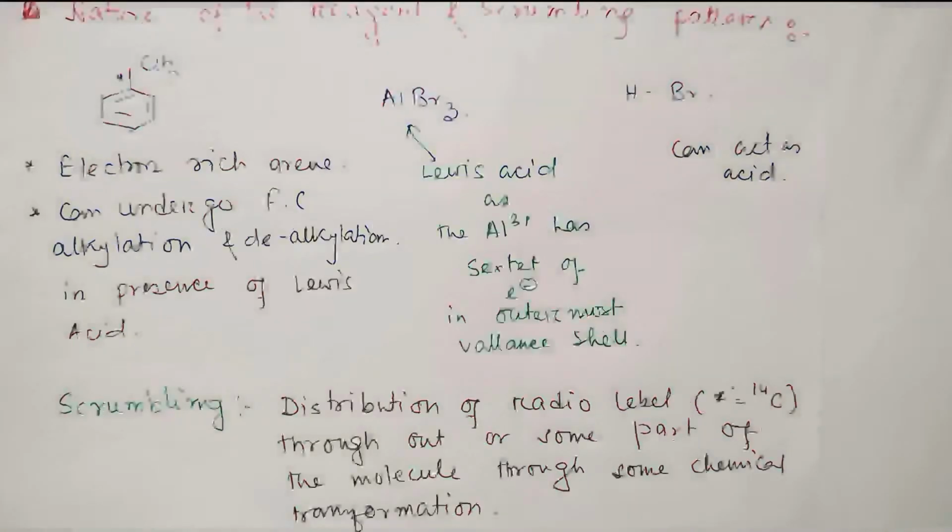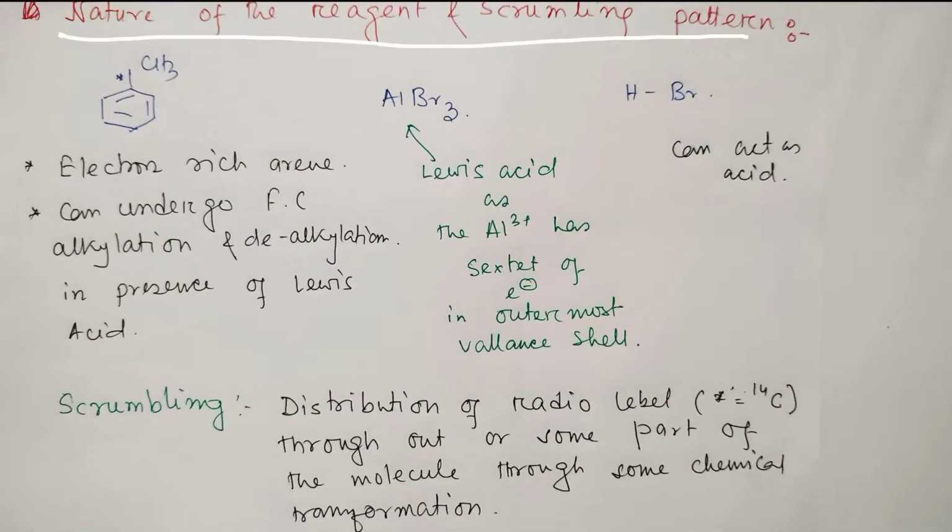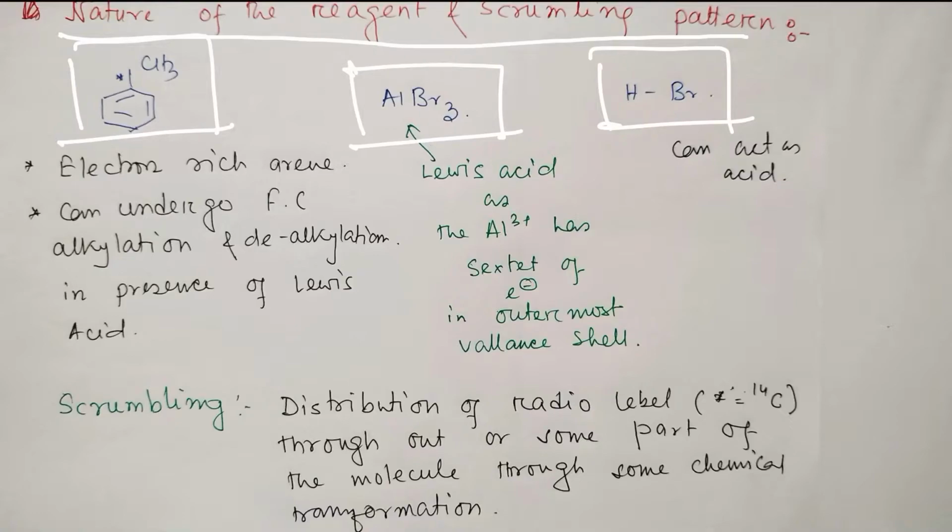As usual, I first explain the nature of the reagent. Why? Because I believe if you understand the nature of the reagents properly, then you will be able to predict the proper answer. In this case, toluene, AlBr3 and HBr are our reagents. First look at AlBr3 and HBr; after that we will come to toluene. This AlBr3 is a Lewis acid.